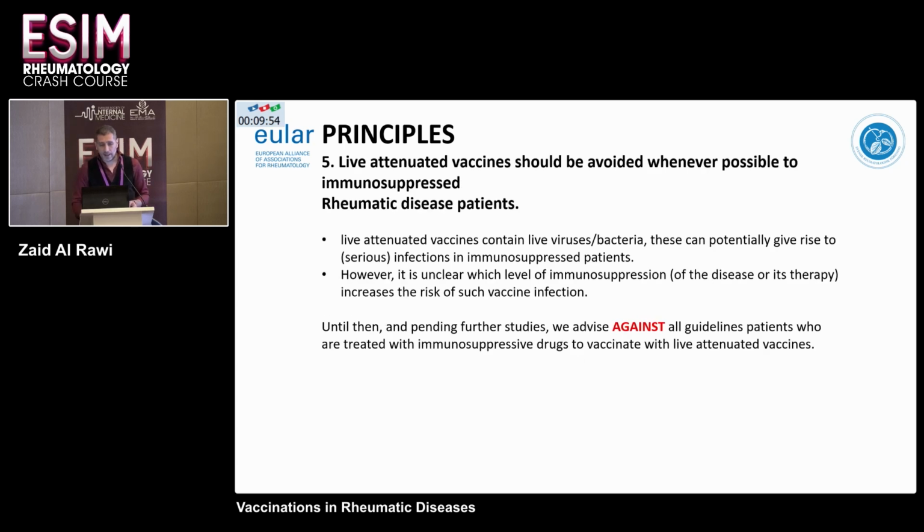Number 5, live attenuated vaccine, which is a common question that we get. These should be avoided as much as we can in immune-suppressed patients with rheumatic disease. Live attenuated vaccines contain live viruses or bacteria. These can potentially give rise to serious infection in immune-suppressed patients, our patients on medication.